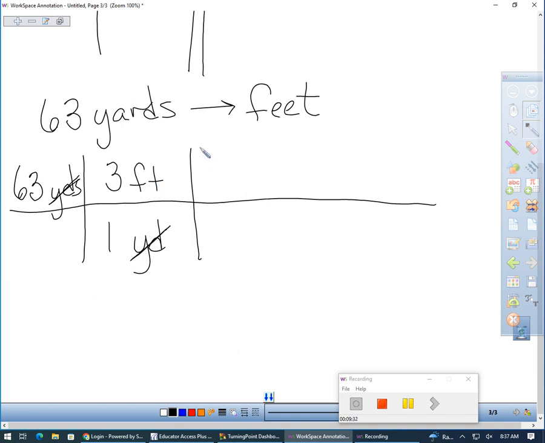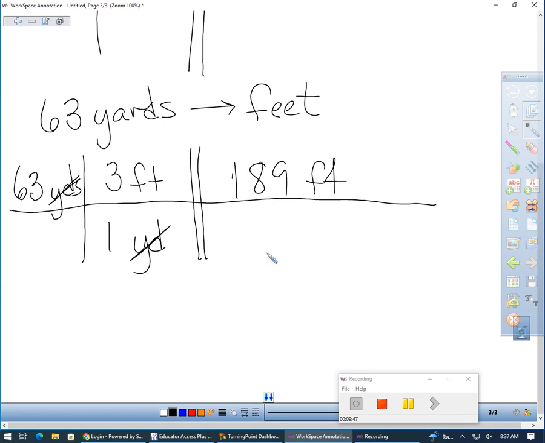Now, I could cancel my label of yards. My label's now in feet, so I'm going to go ahead and draw my second line because I'm where I need to be. Now I'm going to multiply across. 63 times 3. 189 feet. And technically on the bottom I have 1 times 1, which is 1. So we're good here. Okay?